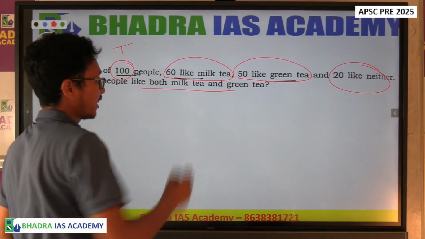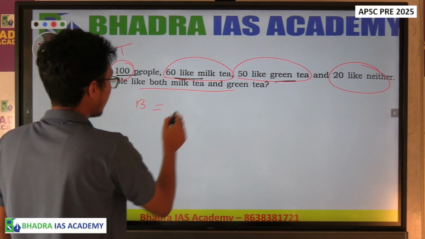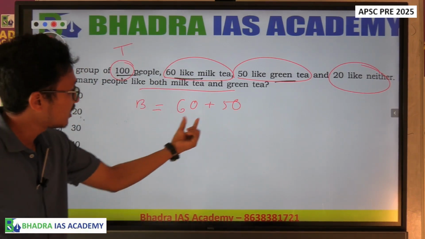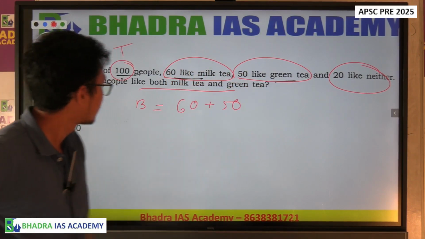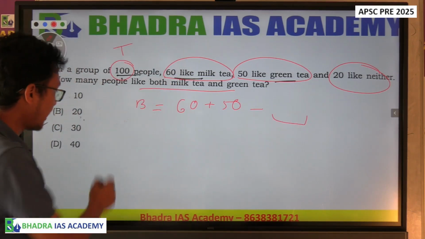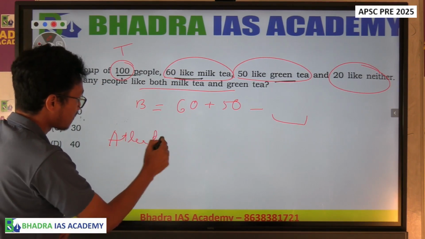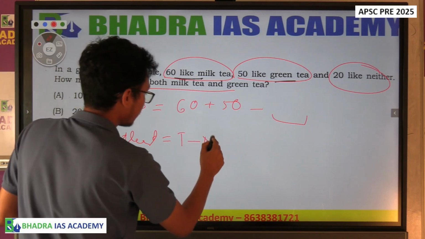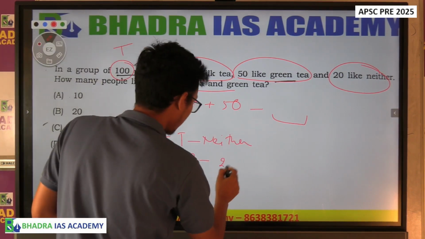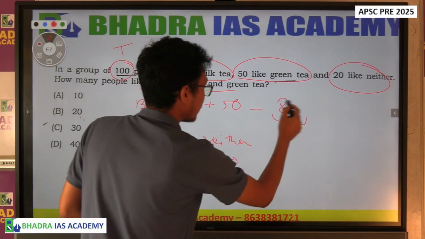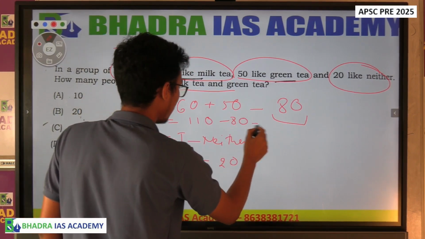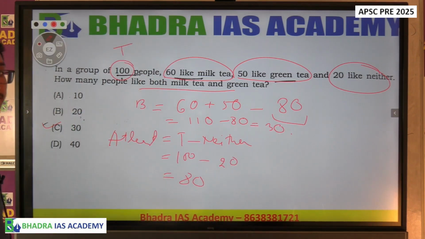How many people like both? To find both, what should we do? Individually we will do 60 plus 50. We discussed this in class. So 60 plus 50, individual ones, this and this, and minus at least one. At least one is not given, so what do we put? We had found at least one: total minus neither. The total will be 100 and neither is 20, so this is 80. That means here we will put 80. So 60 plus 50 is 110, minus 80 gives 30. So the answer is 30.